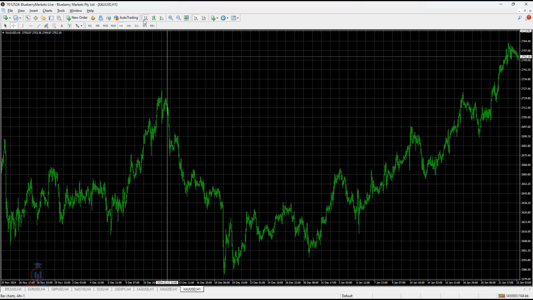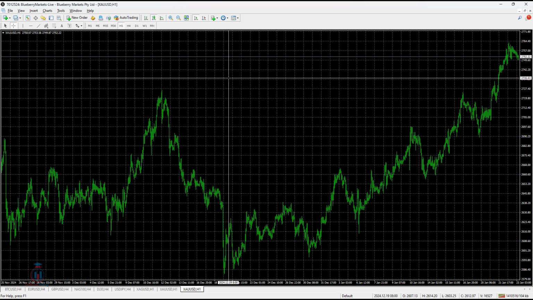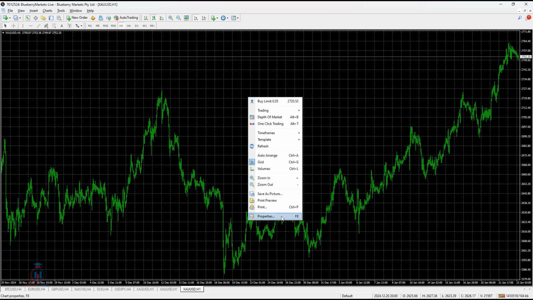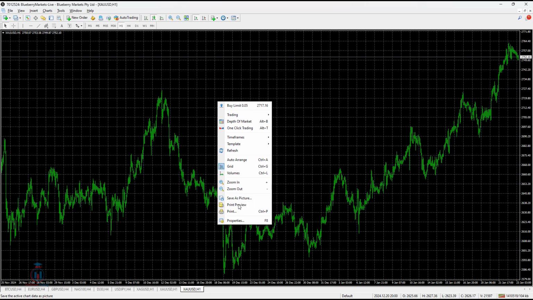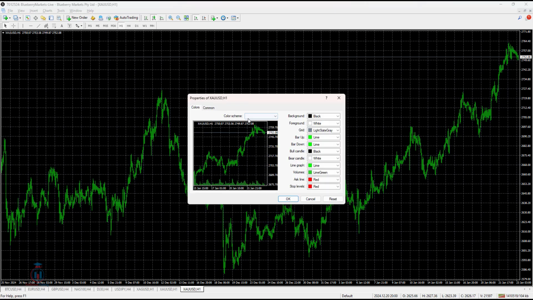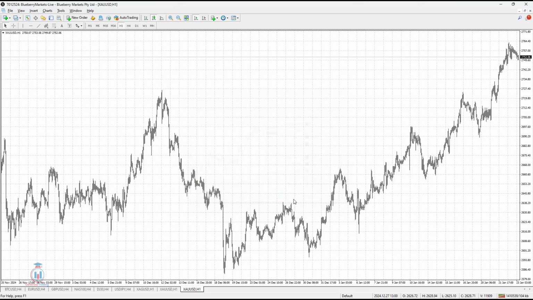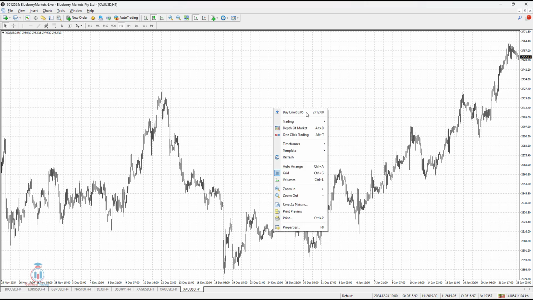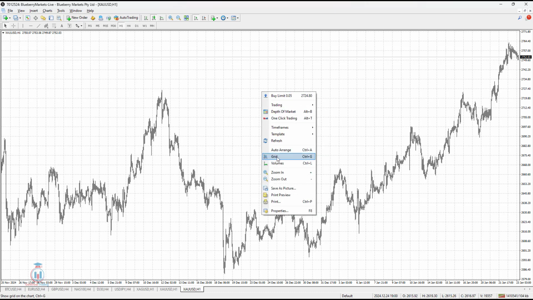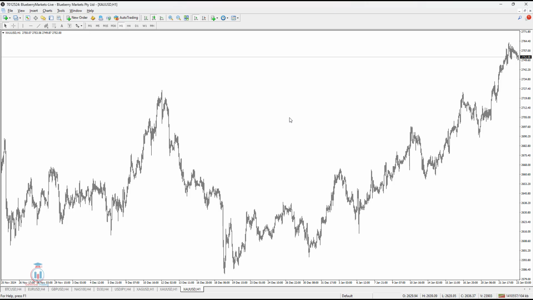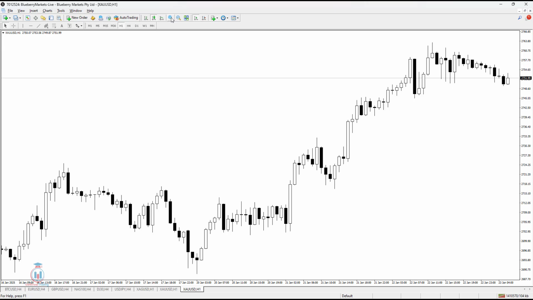If it is set to the bar chart, I will put it to the candlesticks. So we have a clean chart, and I will also change the properties. Right mouse button here on the chart, properties, and change the color scheme to black and white so we can see easier. And also remove the grid. Right mouse button, click the grid, and you'll have the grid removed. And after that, I will increase the zoom in so we can see much more clearly these candlesticks on the chart.